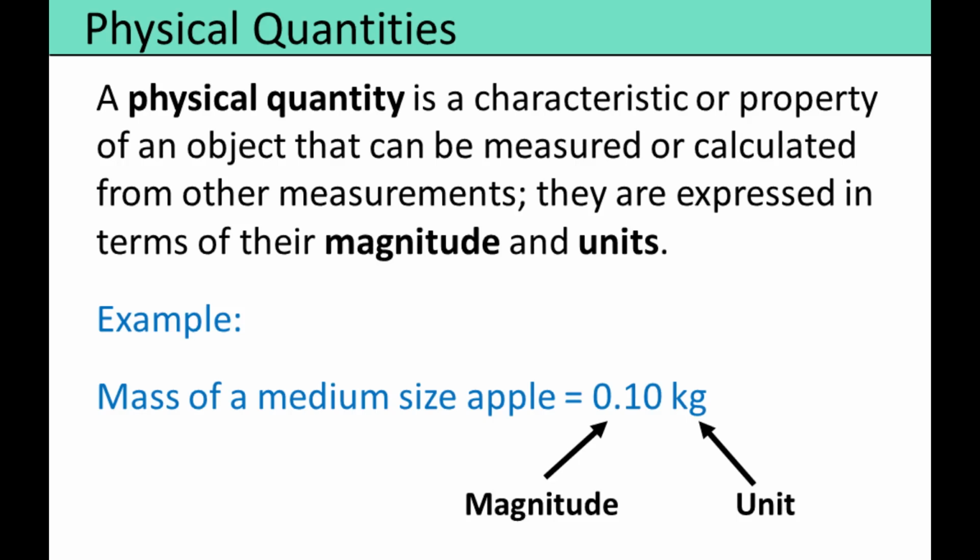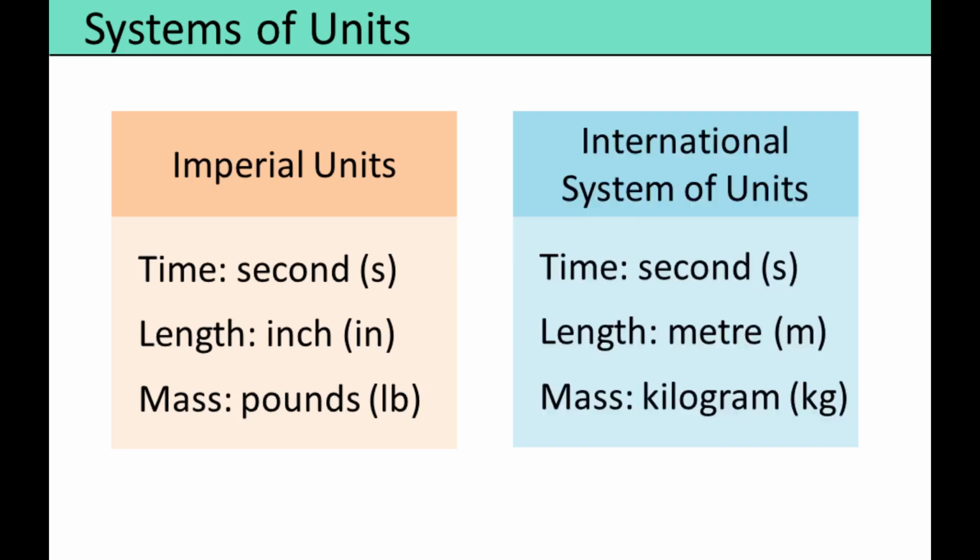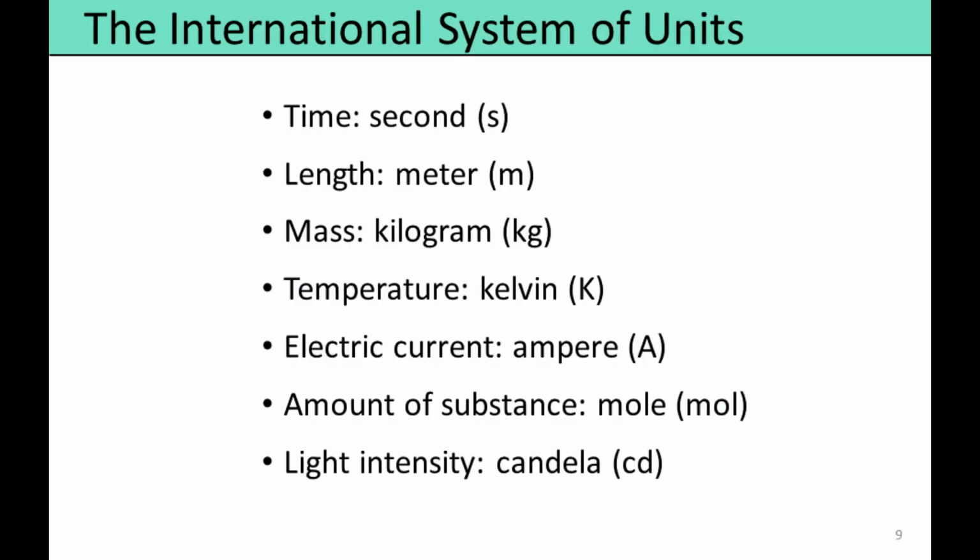Along history, different cultures have established different units. Thus, for example, in England and the USA, the use of the imperial or English system of units is common, which uses the second to measure time, the inch to measure length, and pounds to measure mass. Whereas in most other countries, the metric system is used, which uses meters to measure length and kilograms to measure mass.